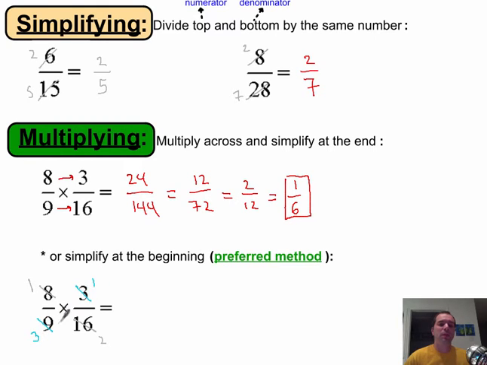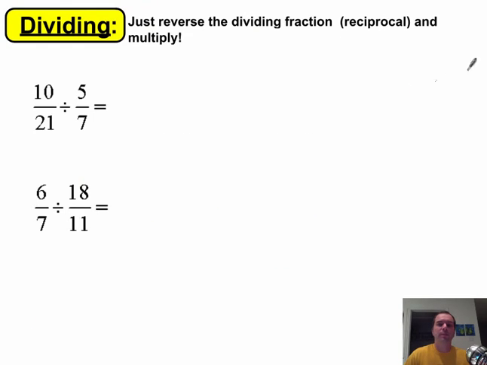3 divided by 3 is 1. 9 divided by 3 is 3. And therefore, now I can multiply across. 1 times 1 is 1, and 3 times 2 is 6. And we get the same answer, but a lot faster and with much smaller numbers. Okay, so let's go on to division.